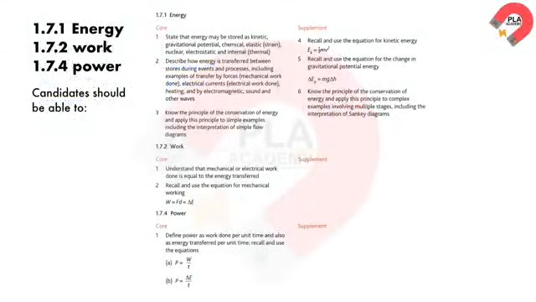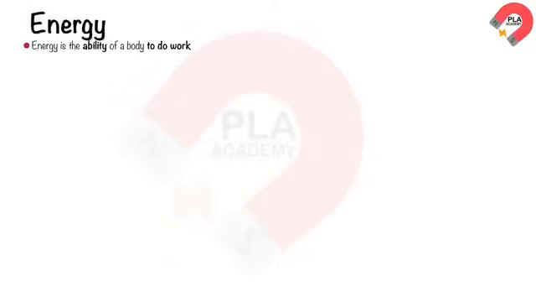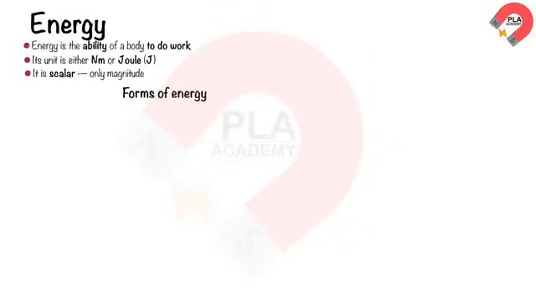Candidates are expected to have a thorough understanding of the syllabus details outlined in the accompanying figure. Energy is the ability of a body to do work. Its unit is either newton meter or joule. Energy is a scalar quantity, meaning that it has only magnitude. Here are different forms of energy.